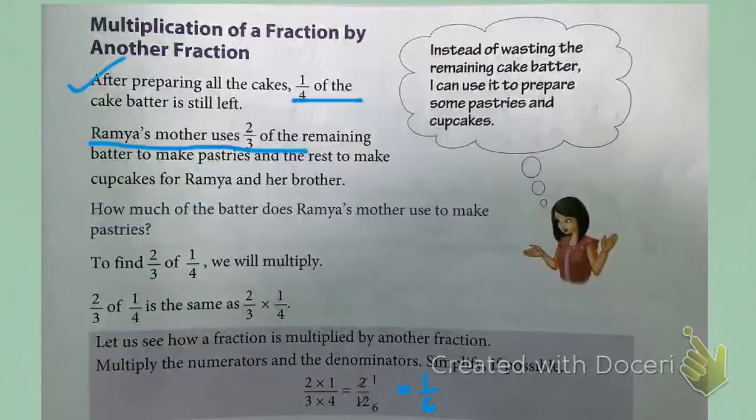I hope you understood. Here our topic was multiplication of a fraction by another fraction. To multiply, you have multiplied 2 into 1 and 3 into 4. So your answer became 2 upon 12. After that, you again reduced. 2 comes in 2's table 1 times and 12 comes 6 times. So your answer was 1 upon 6. Okay, so let's go to our exercise.